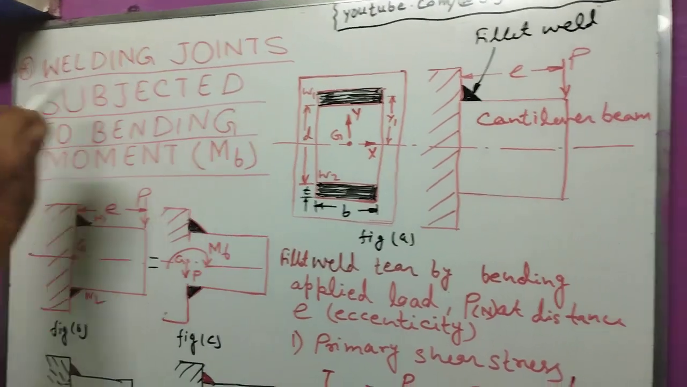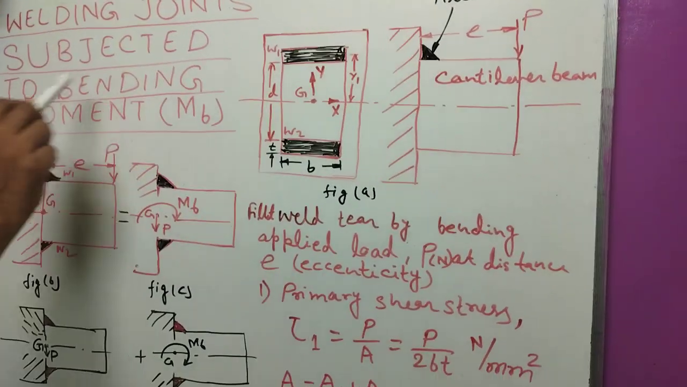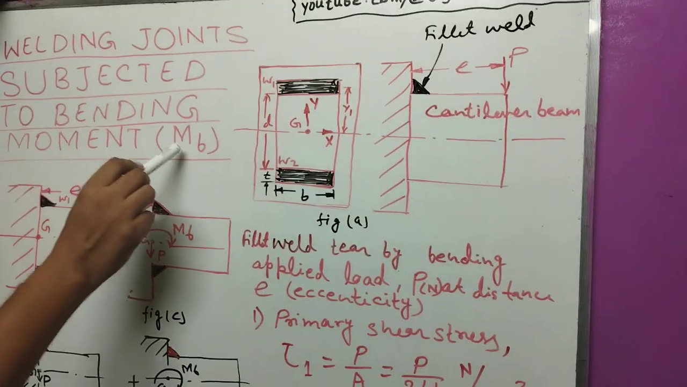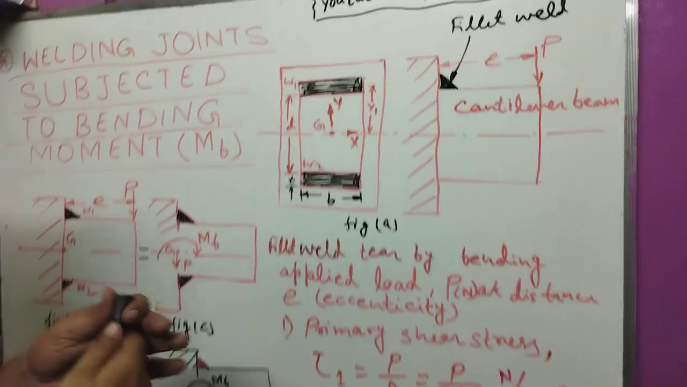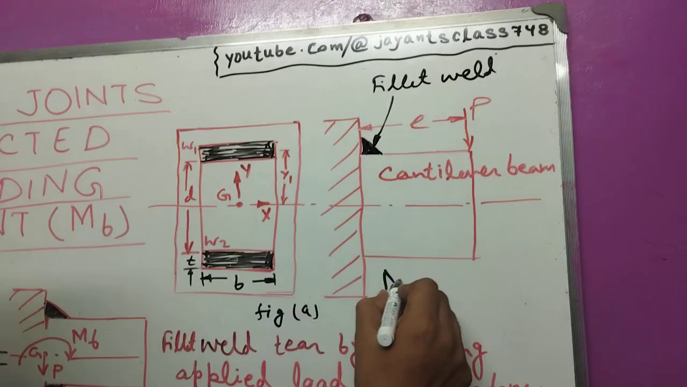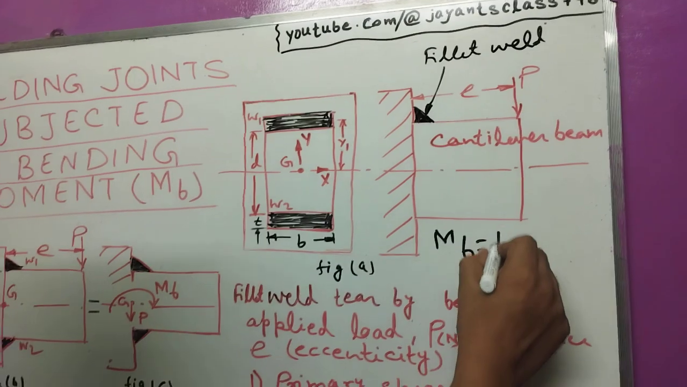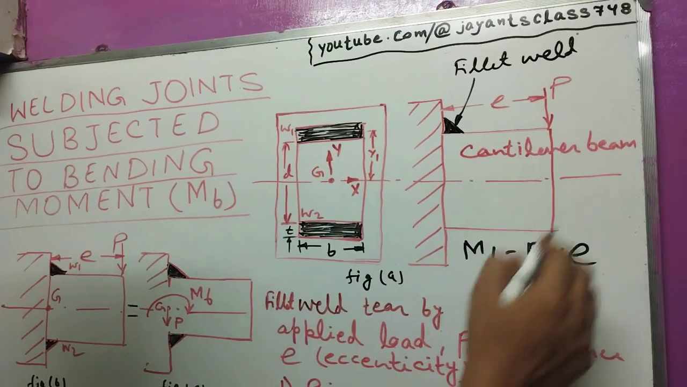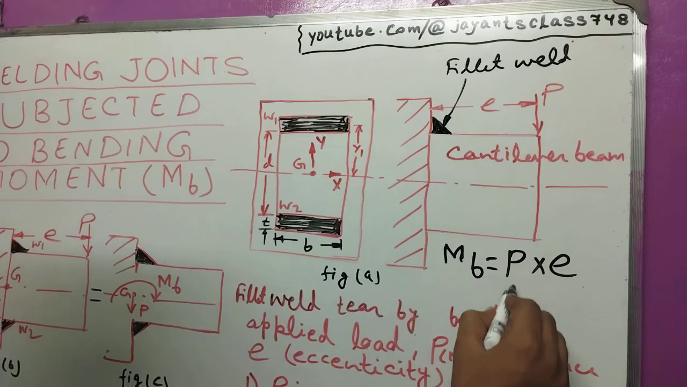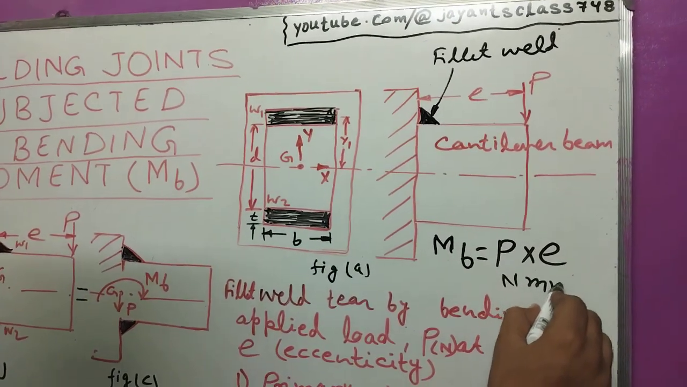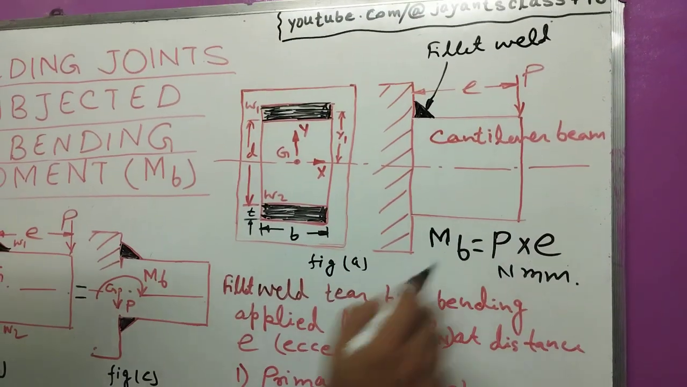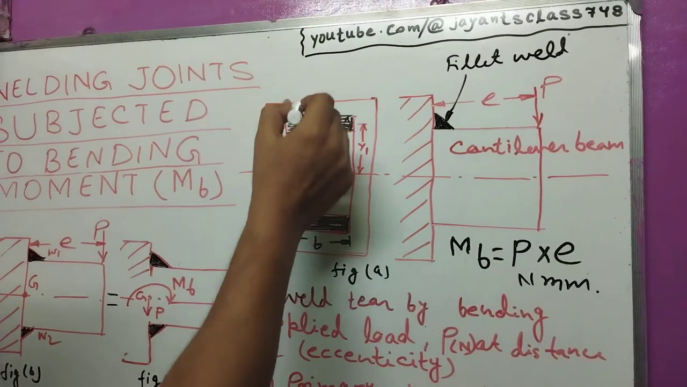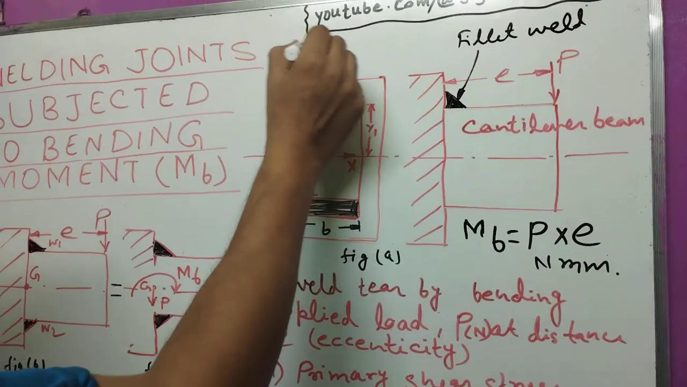Today my topic is the welded joint subjected to bending moment, which is denoted by MB. Here MB equals the bending moment, which equals load times eccentric distance E, P into E, in Newton millimeter. Now here this is a bracket frame.